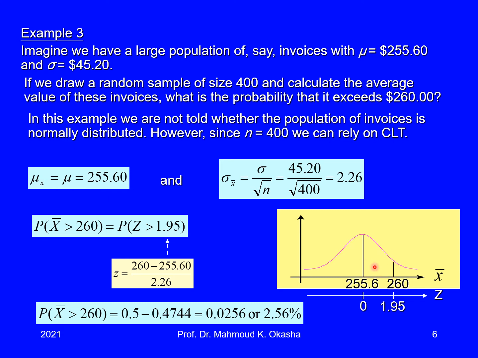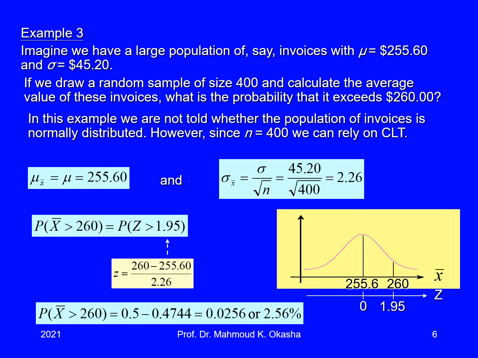The normal probability table gives us only this part, from 0 to any point here, which here is 1.5, right? So this equals half, 0.5, minus the value which we get from the table, which is 0.4744, and which is equal to 0.0256, or 2.56%. Right? This is the solution of this equation. I hope this is clear.